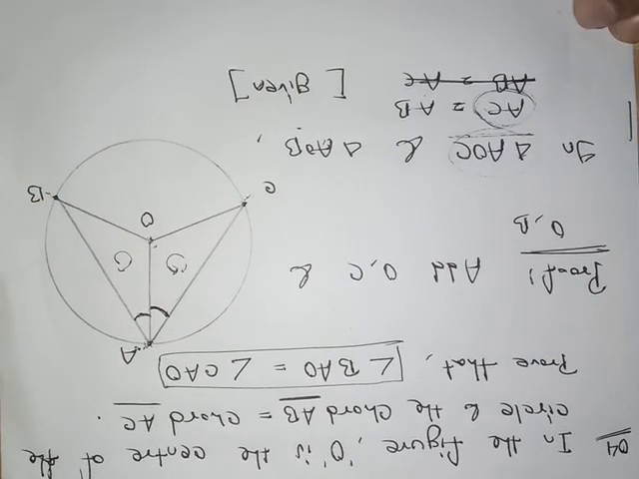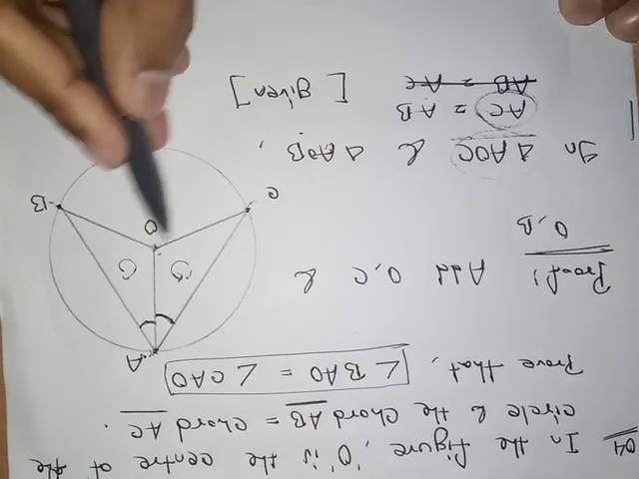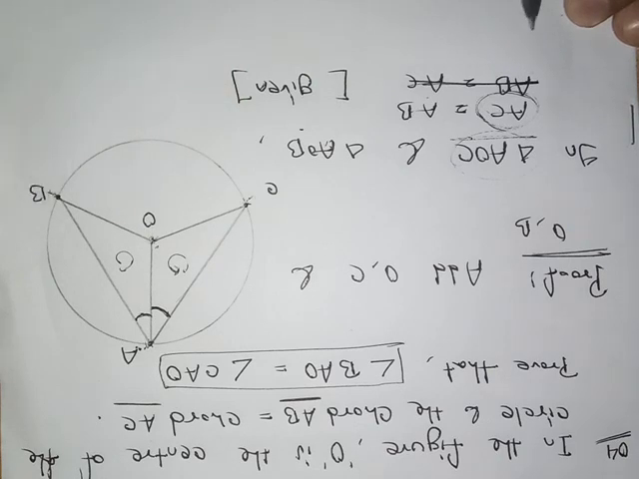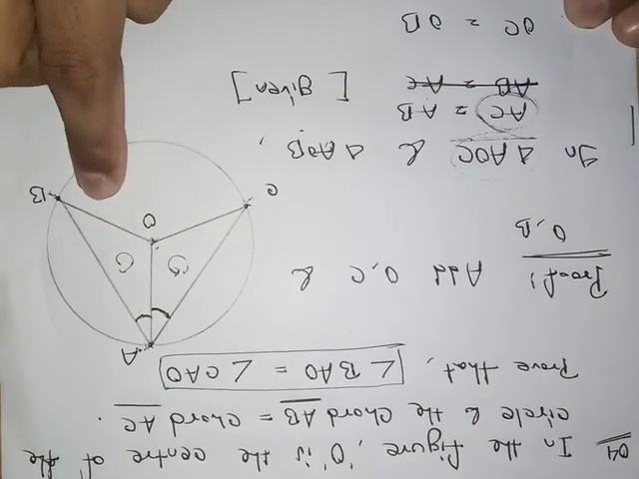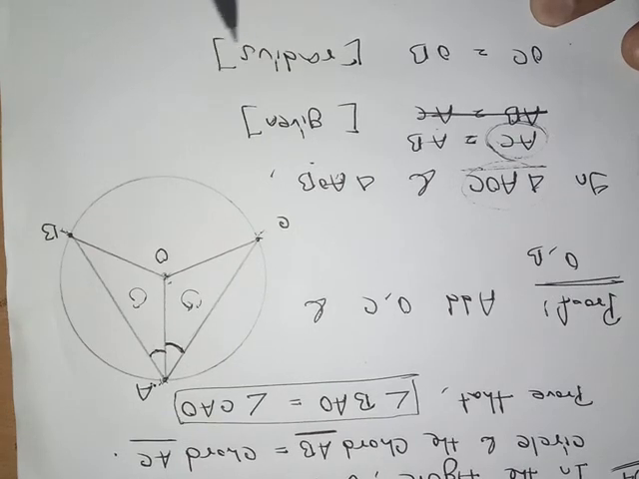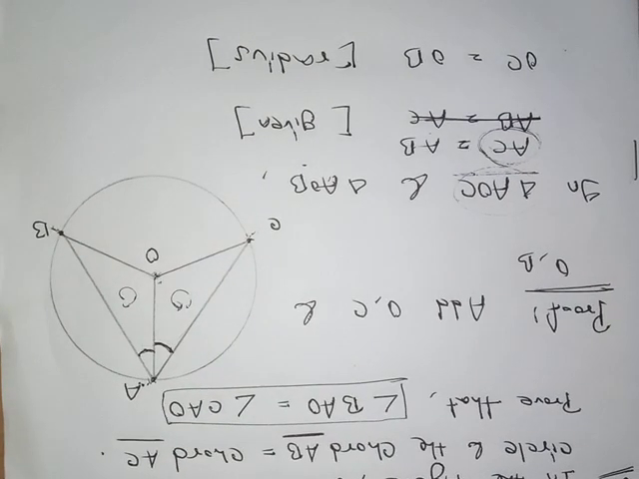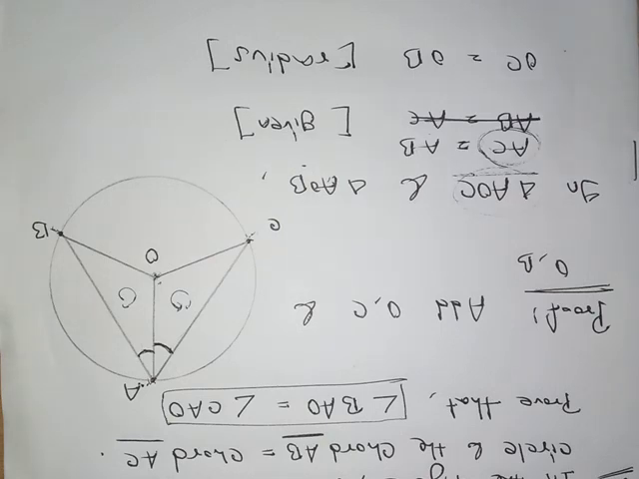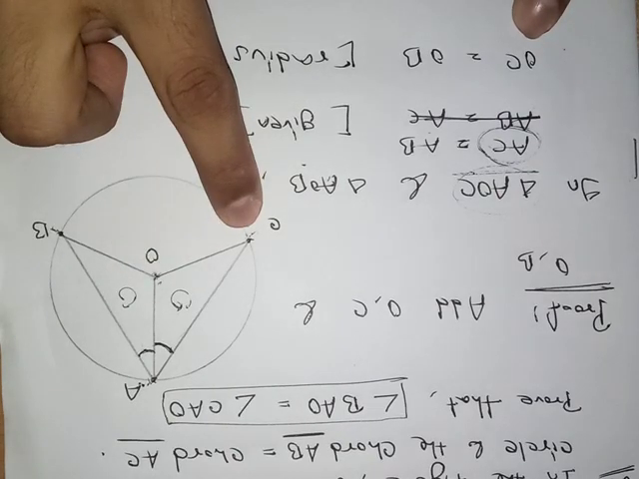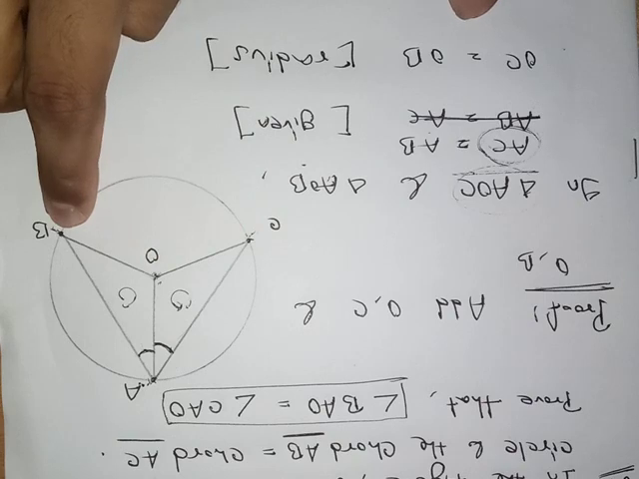Then we can also write OC is equal to OB. Why? Since these are the radius of the same circle. We know that the radius of a certain circle is always constant. OC is the radius of the circle. OB is also the radius of the circle. So you can say OC is equal to OB.